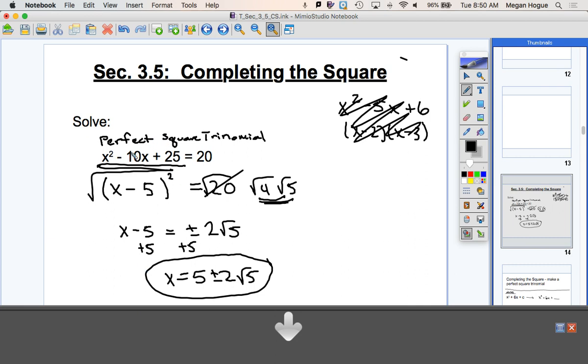Now, let's think about this perfect square trinomial. When I think about my binomial, this number is 2 times the number that's in here. This number is the square root of the number that's in here. If I could get the number that's in here, and then square it, maybe I could get this number.